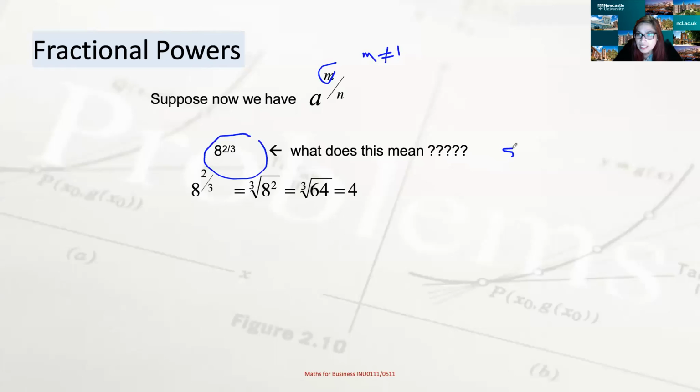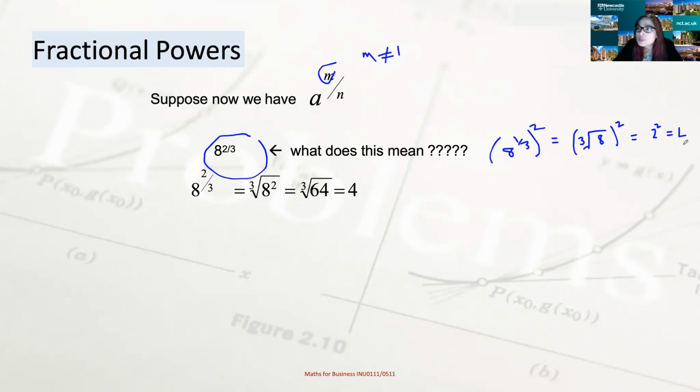You can write it this way: that is 8 squared, then cube root. Or this is also correct. You can also write this as 8 to the 1 by 3 whole squared. That's fine too. And what is this? Cube root of 8 is 2. So you have 2 squared, and this is nothing but 4.